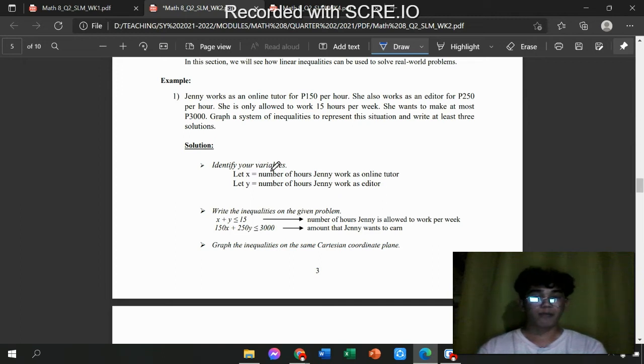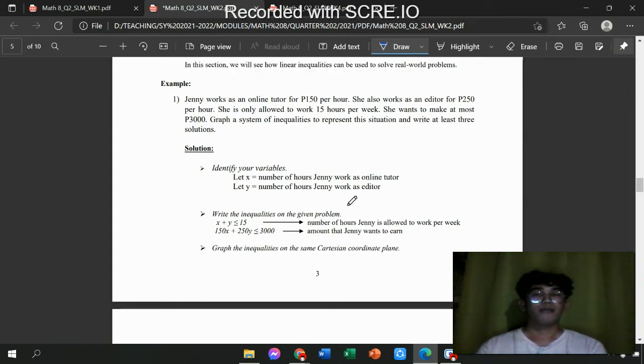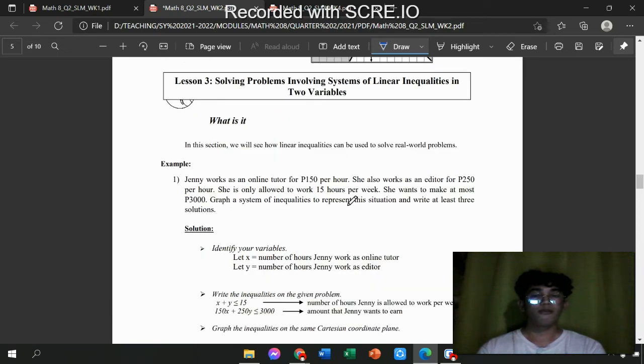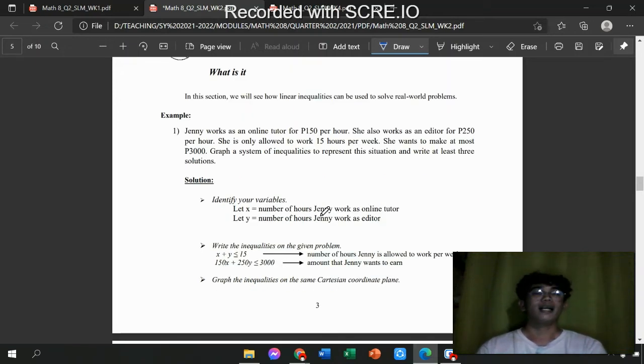So, di ba atong gilet x be the number of hours Jenny works as an online tutor, let y be the number of hours Jenny works as editor. So, x plus y is less than or equal to 15. Less than or equal to because dili man ta pwede molapas og 15, pero pwede mo equal to 15 as long as dili molapas. So, this is our inequality for the number of hours Jenny is allowed to work per week. So, di ba timan-i nga ang atong target ani is system of linear inequality. So dapat naay duha ka inequality.